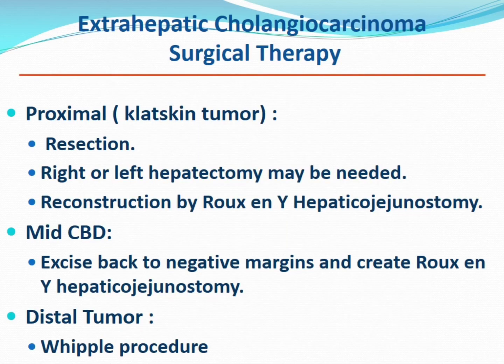The surgical therapy for extrahepatic cholangiocarcinoma. For proximal tumors or Klatskin tumors, resection is the best treatment. Right or left hepatectomy may be needed accordingly. Reconstruction by Roux-en-Y hepaticojejunostomy is needed at the end of resection of the tumor. For mid-CBD tumor, the tumor is excised back to negative margins, and Roux-en-Y hepaticojejunostomy is needed. For distal tumor, a Whipple procedure is necessary for cholangiocarcinoma.